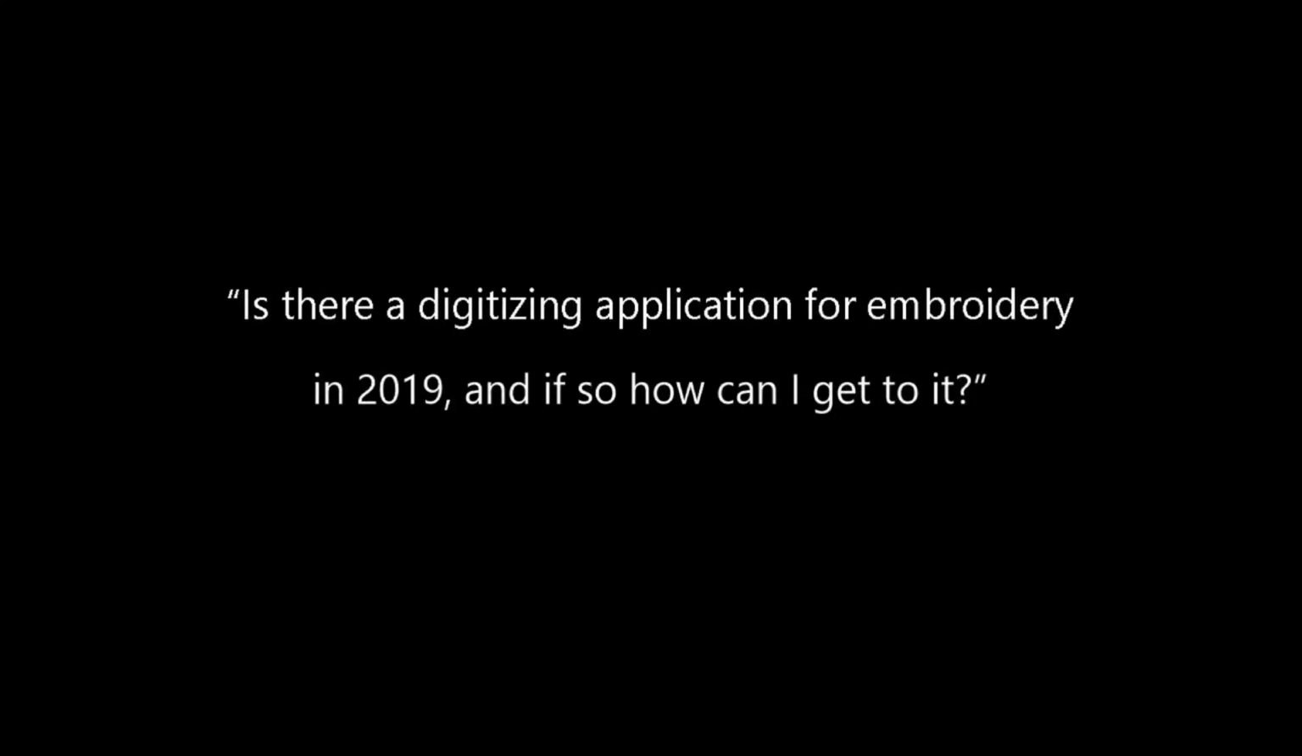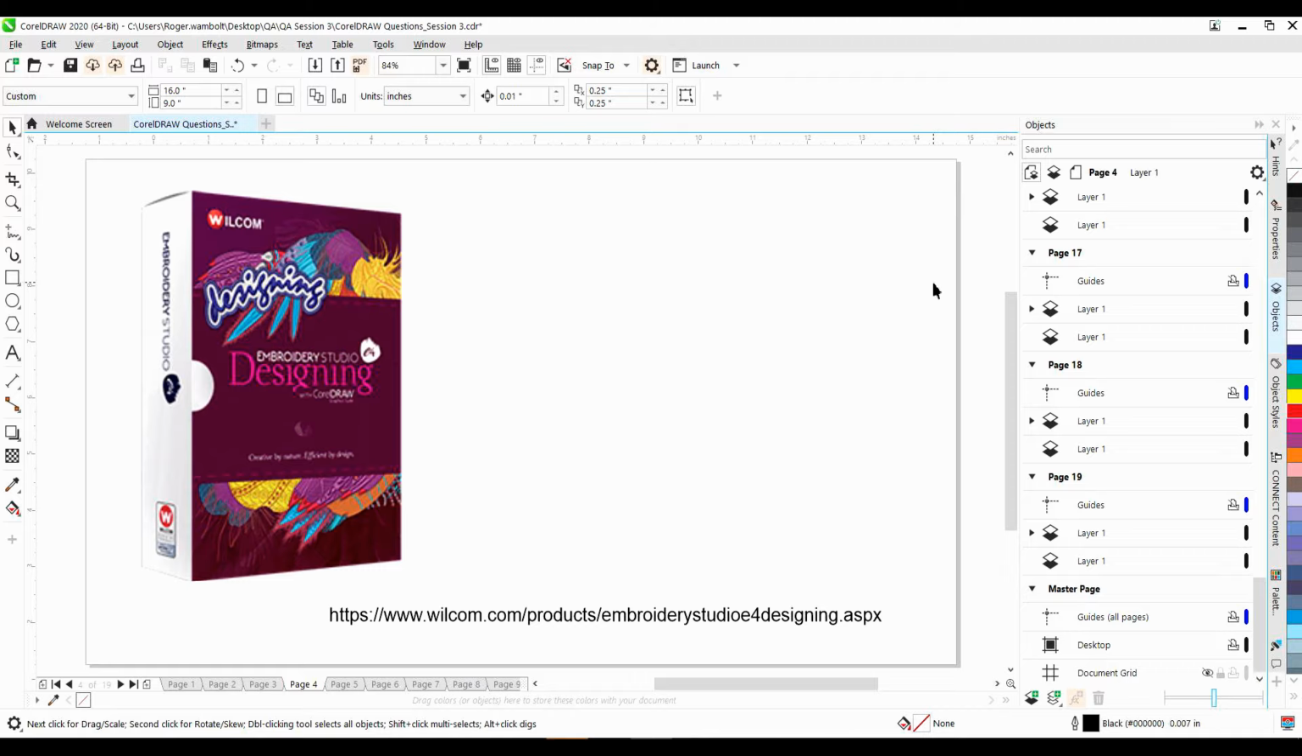Is there a digitizing application for embroidery in 2019? And if so, how can I get to it? Embroidery Studio 4 is the ultimate embroidery and multi-decoration software for professional digitizers, embroidery shops, industry trainers, and educators. It was created by Wilcom and uses CorelDRAW as the design engine. To purchase this, visit wilcom.com.